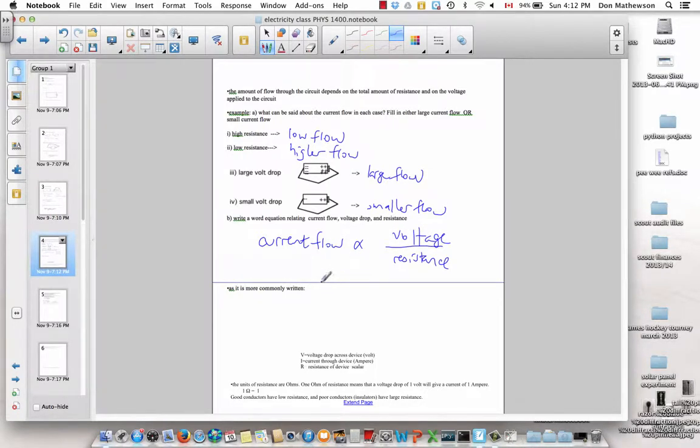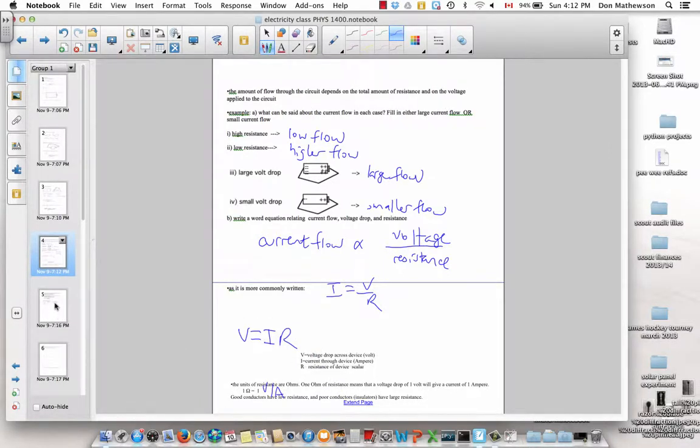Now, that word equation translates to I is V over R, or as it is more commonly written, V is IR. This is the statement of Ohm's law. Now, R is the resistance of the circuit element, and if you solve for resistance, you'll see it's a ratio of a volt per amp. Something that conducts really well is going to have a low resistance. Something that's a good conductor is going to have a small resistance.